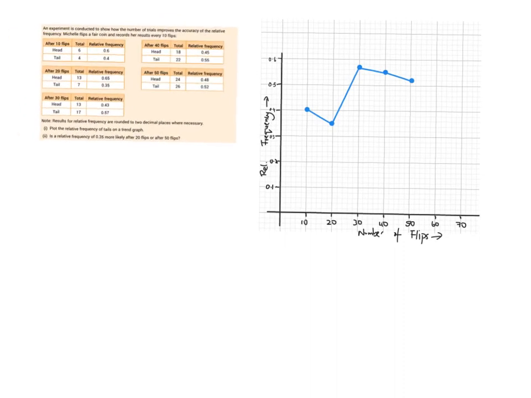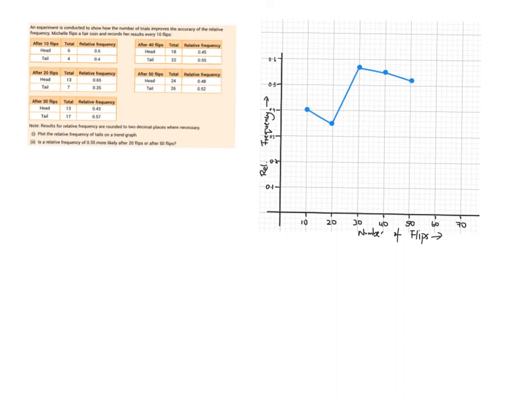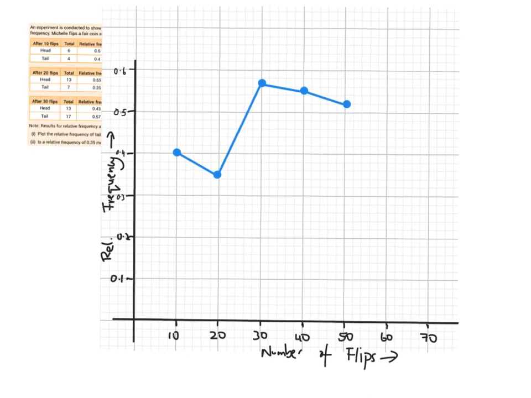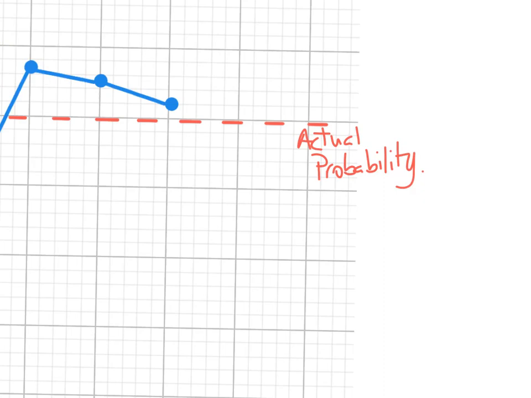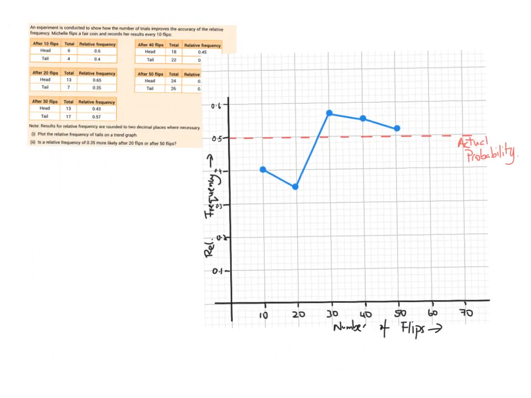So then the second part of the question asks us, is the relative frequency of 0.35 more likely after 20 flips or after 50 flips? Well, we can see anyway that at 20 flips, it was a relative frequency of 0.35, but that's not how we get the answer here. We get it by drawing in our actual probability. So the chances of getting tails is a half. It's a 1 in 2 chance, which is 0.5. So I'm just going to plot that in a dashed line. So that's our actual or our theoretical probability. So that line is plotted there.